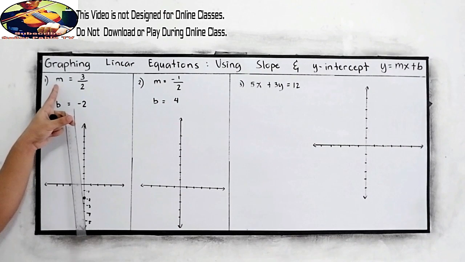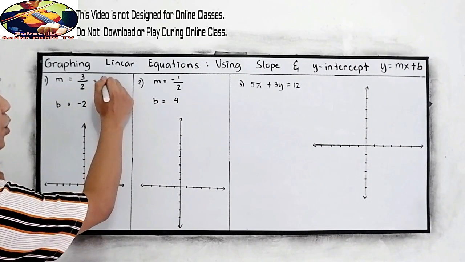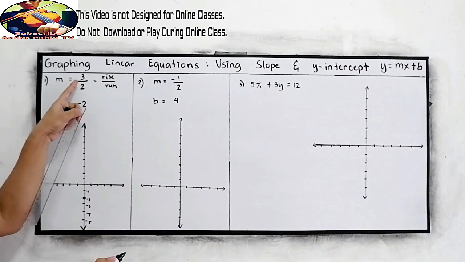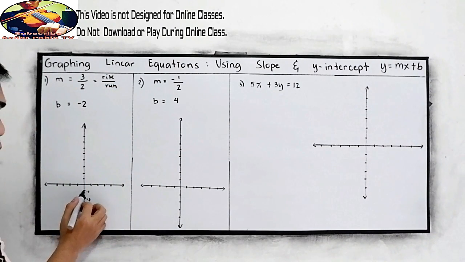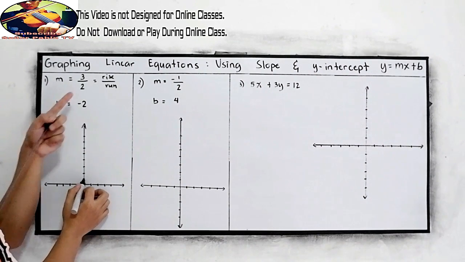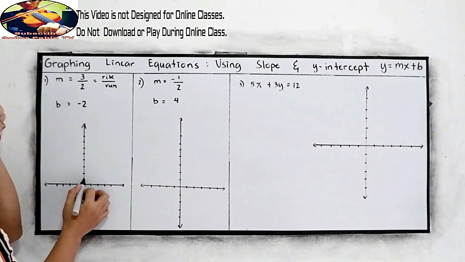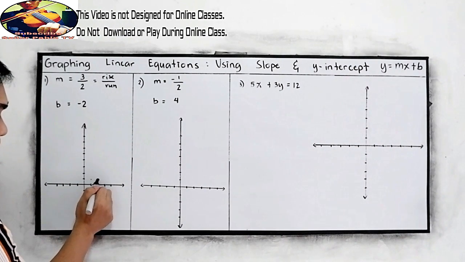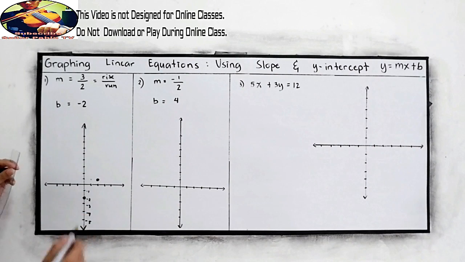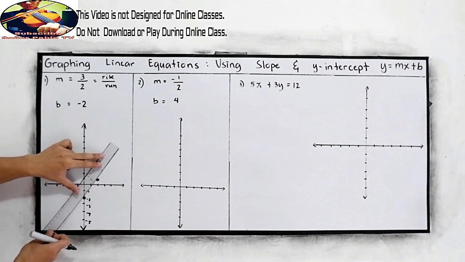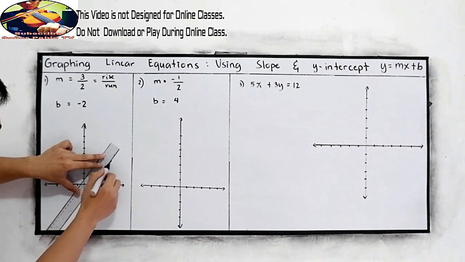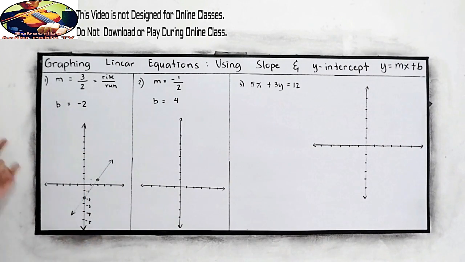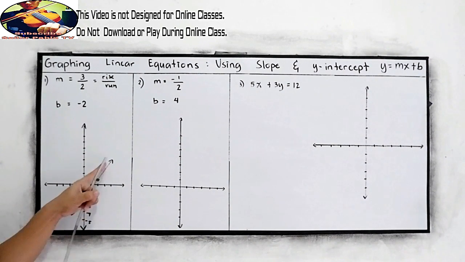Proceed in our slope. So we're going to use the rise over run. Rise, 3: 1, 2, 3. Then run, since this is positive, going right 2 times: 1, 2. Okay. This will be our 2 points. We are now ready to connect the points. This will be our graph.